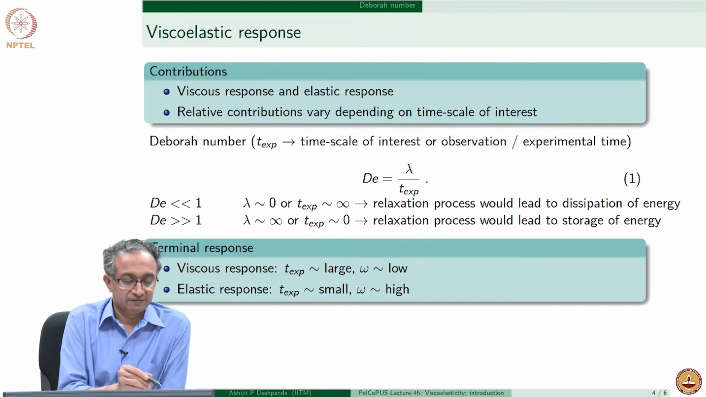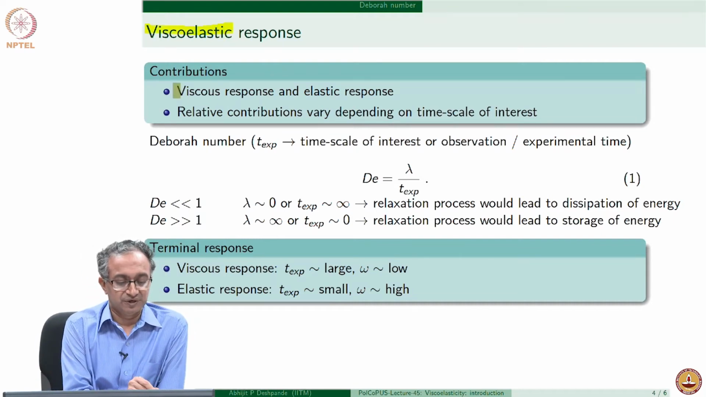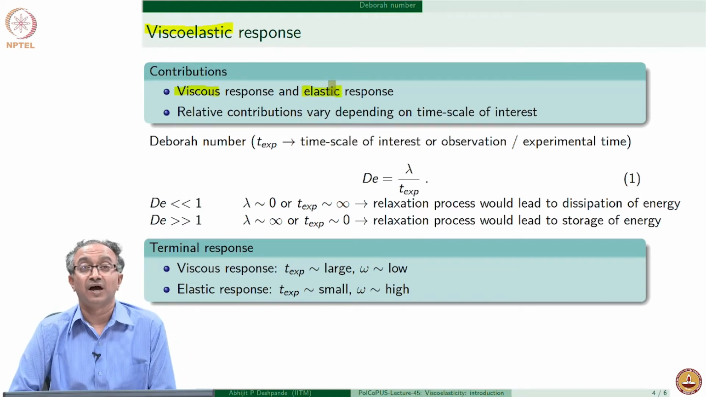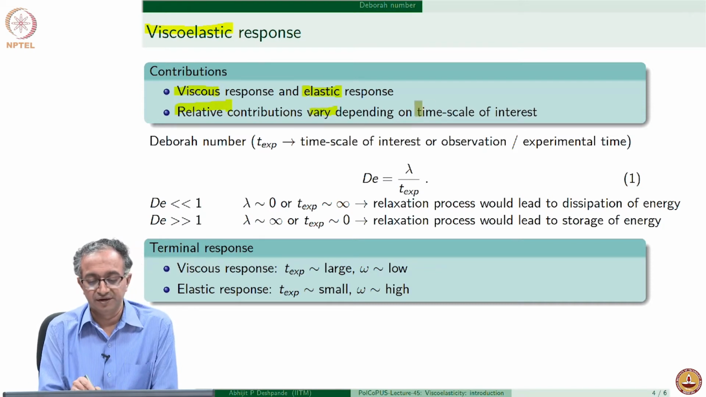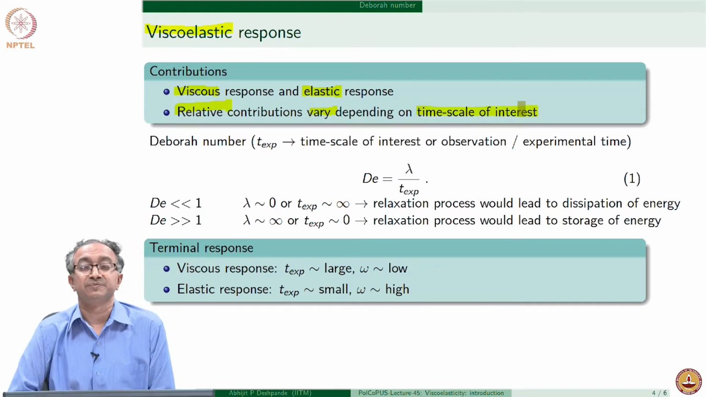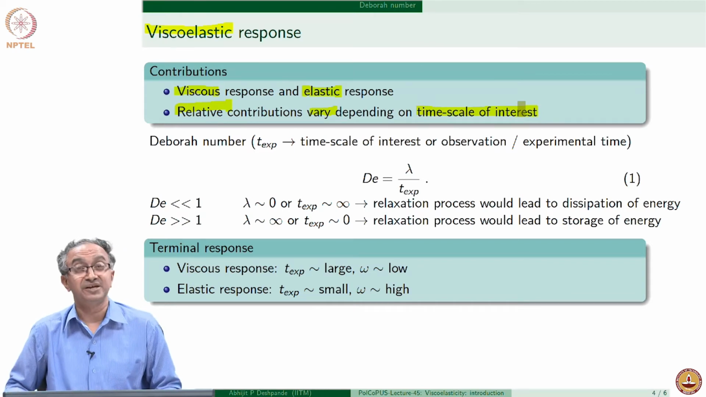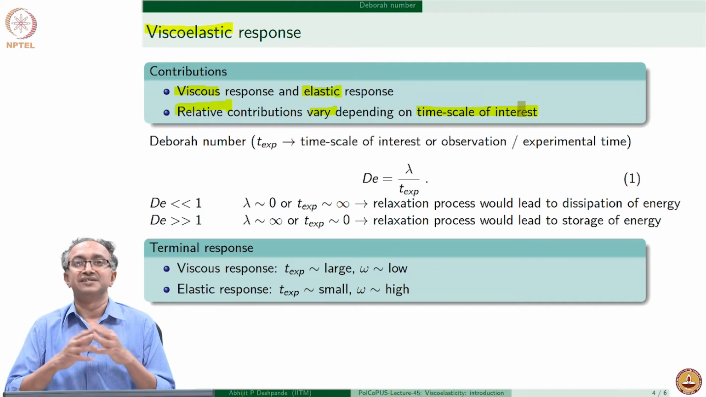So, let us look at viscoelasticity in a little more detail. Basically, viscoelasticity means that we have both viscous and elastic response. However, the relative contributions will vary depending on the time scales of interest. And this is what I meant when I said in the beginning of the lecture that viscoelasticity can be complicated, and the reason is this, that it depends on the time scale of interest.